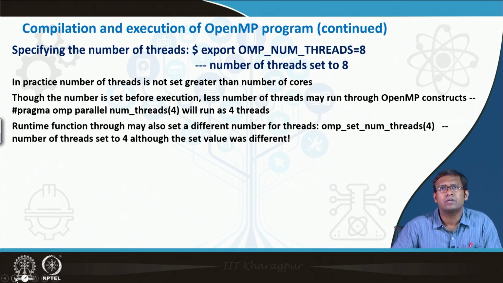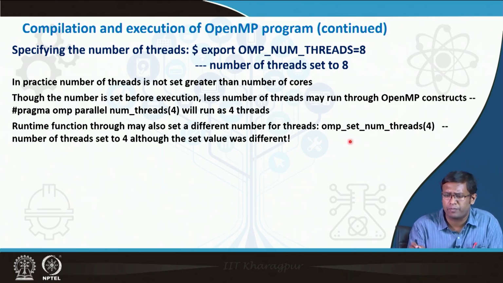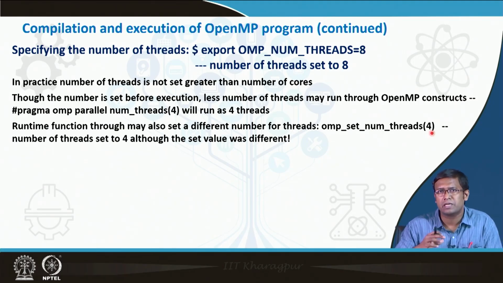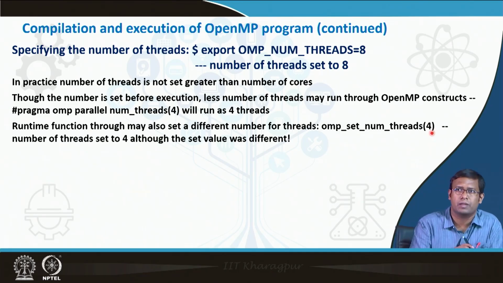Runtime functions. You may also set a different number of threads while executing. You can set somewhere omp_set_num_threads equal to 4. You can write this runtime function, and that means the next parallel part will be executed on 4 processors unless you change the number somewhere.